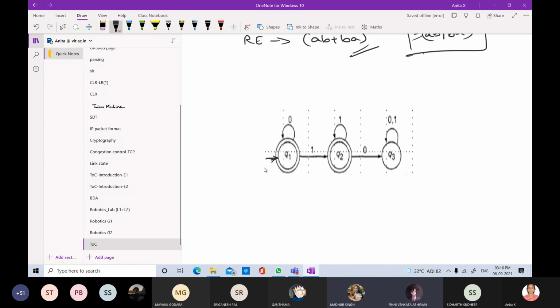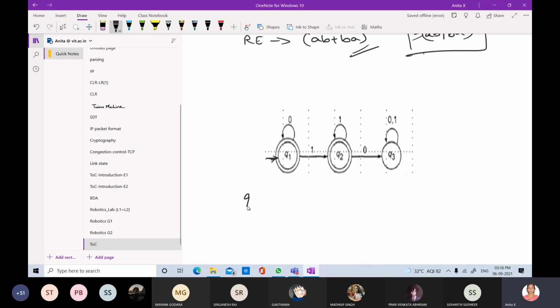Okay. Yes, ma'am. The answer is coming as Q equals epsilon 0 star, like that. Yes, closure of 0. So what is the issue? Okay, let us proceed. Here, how many states are there? 3 states are there. So I'm going to come up with the 3 different equations, right?